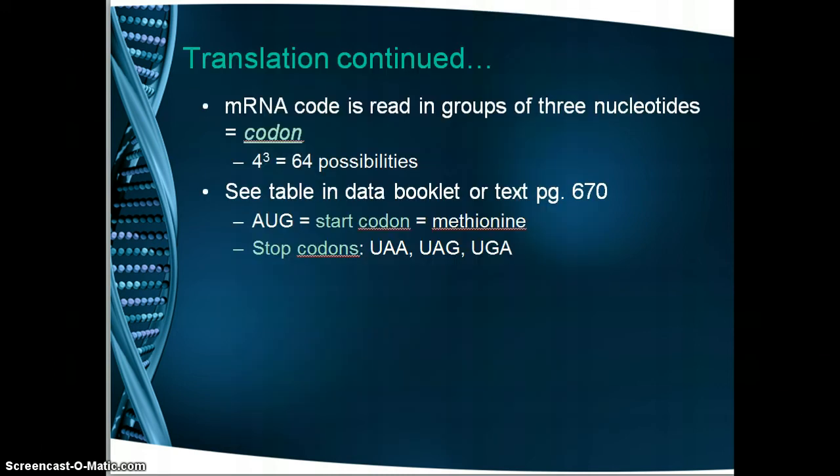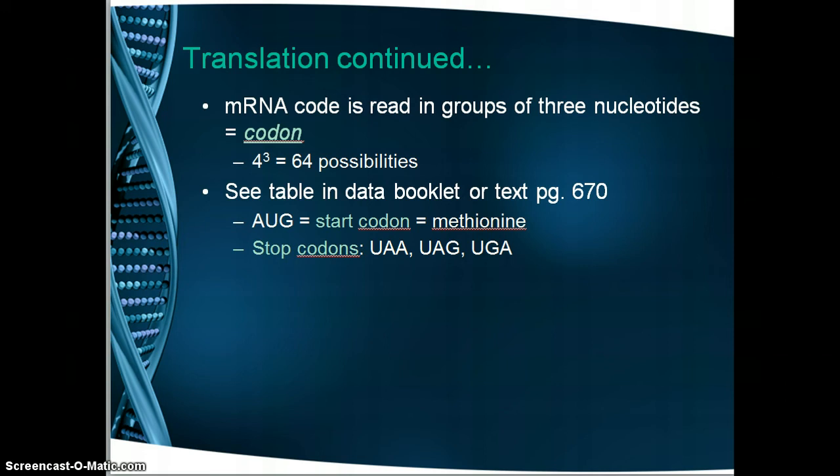Okay, translation. What happens is that the mRNA code that we've copied from the DNA code is read in groups of 3 nucleotides, and we wrote down earlier that that's called a codon. And there are 4 different types of nitrogen bases, and if we're reading 4 different things in a group of 3, that gives us 64 different possibilities of order that those can be in.